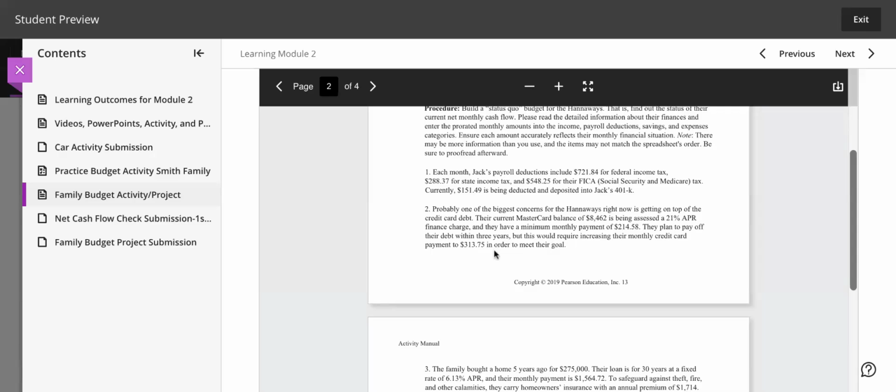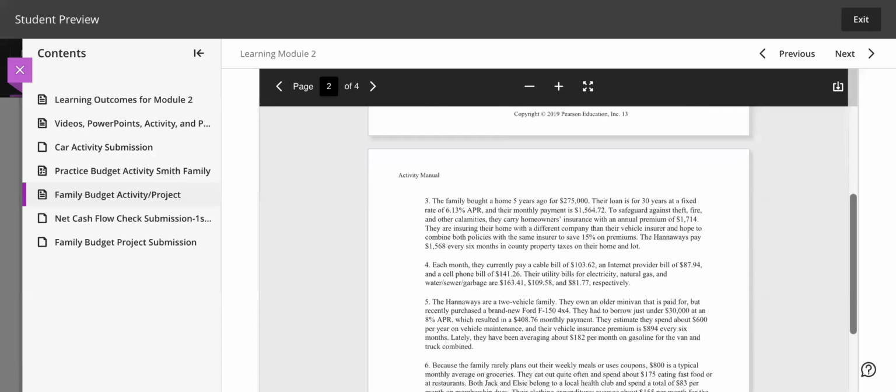They are not doing the $313.75 right now. So you don't do the $313.75 on the original budget. You can do it on the new budget you're going to make for them, but you don't do it on the original budget. This one you need to put in $214.58. That's what they are doing right now on the original budget.